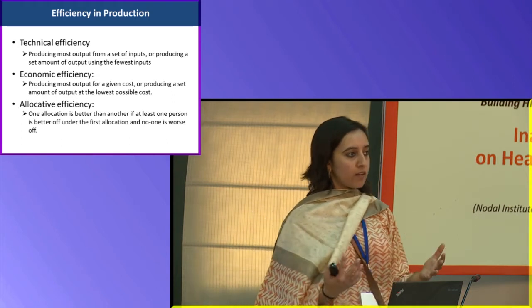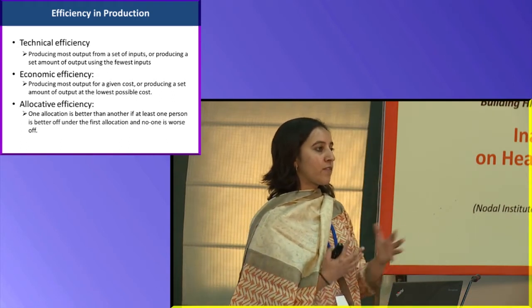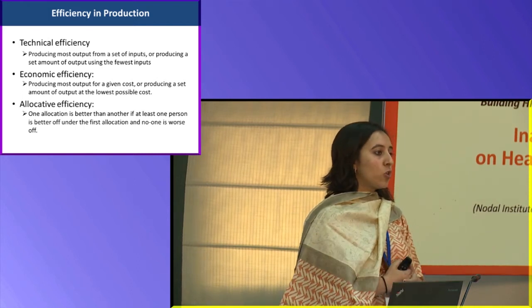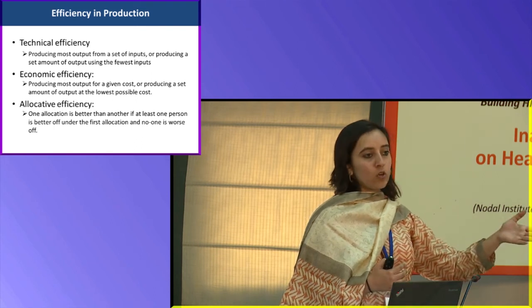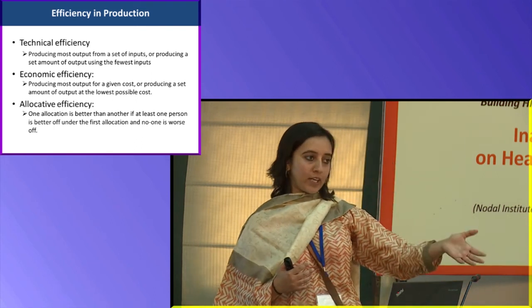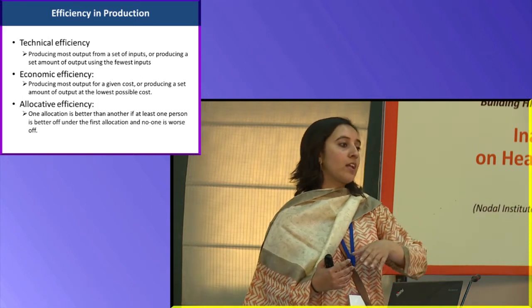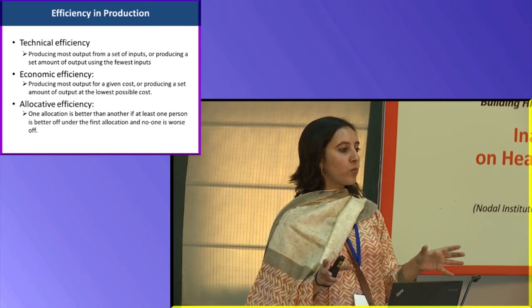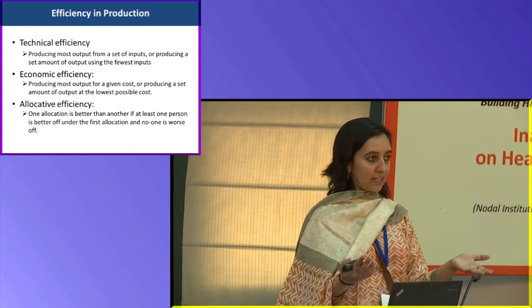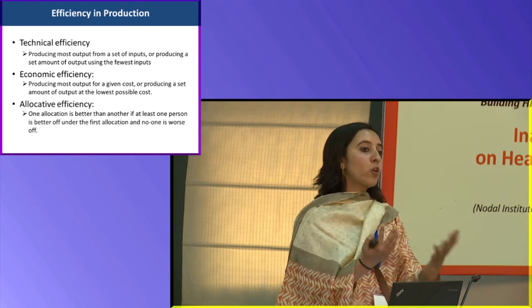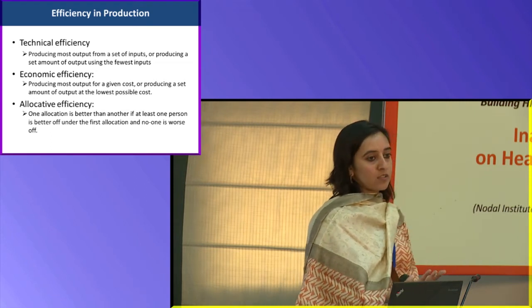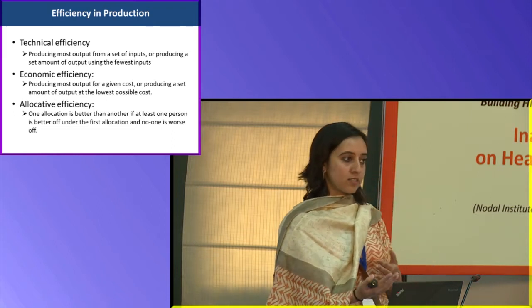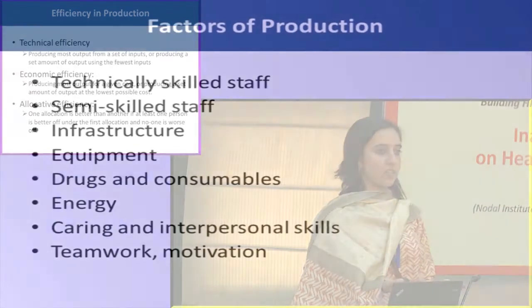Economic efficiency is similar. But instead of thinking in terms of outputs, it thinks more in terms of cost. So again, let's imagine that in this PHC you know that a combination of one doctor and three nurses can produce 20 consultations, as well as a combination of two doctors and two nurses, right? Both sets of human resources can produce the same amount efficiently. But we also know that it's likely that the salaries of doctors are higher than the salaries of nurses, in which case the first set, where you have fewer doctors and more nurses, is probably more economically efficient.